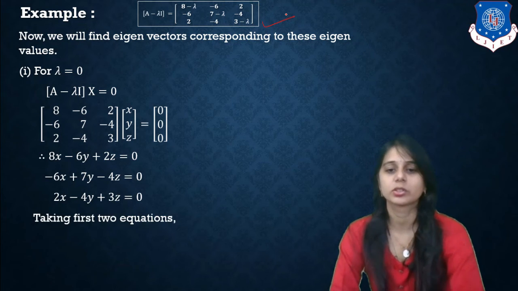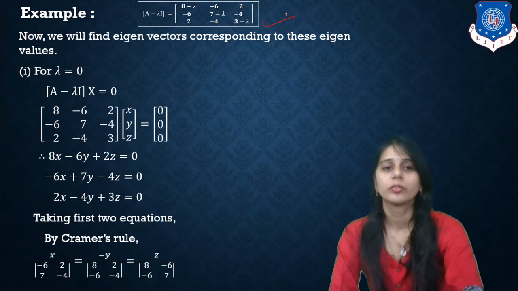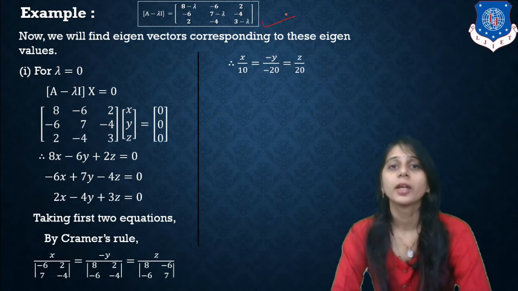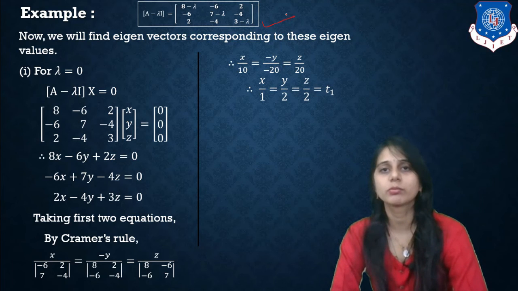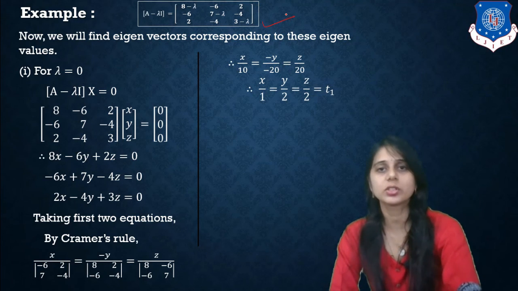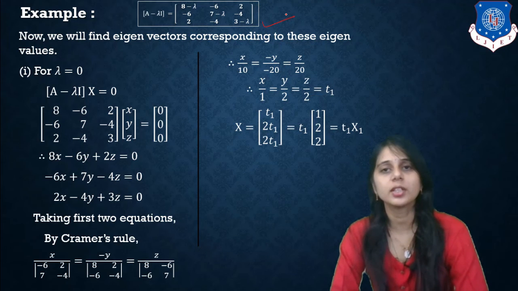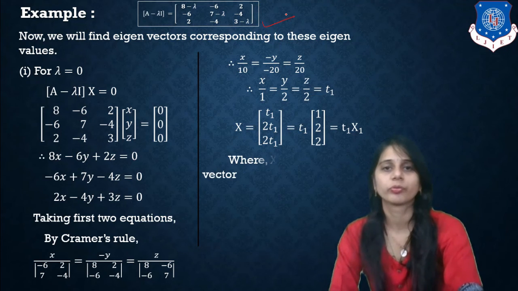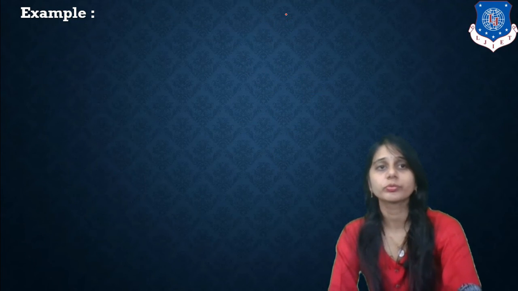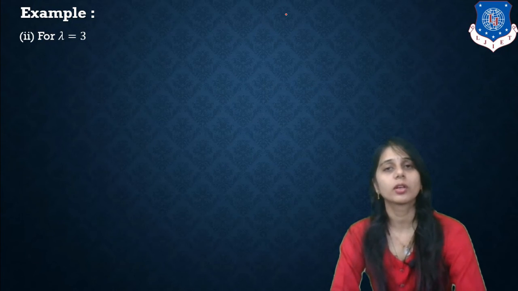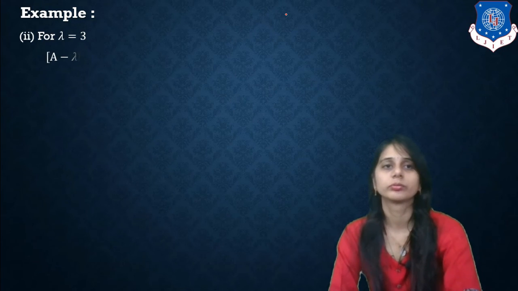From the equation formation, we solve two equations using Cramer's rule. We get x by 10, minus y by 20, plus z by 20. So x, y, z divided by 1, 2, 2 equal to t1, we are supposing. So what is our vector? The vector is t1 times 1, 2, 2. We say that it is x1. Now x1 is the eigenvector for lambda equal to 0.